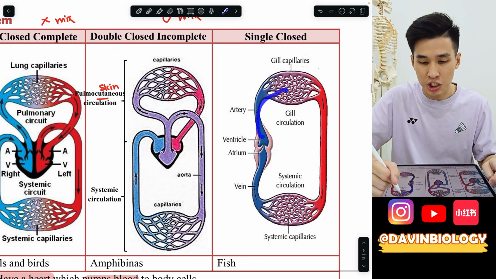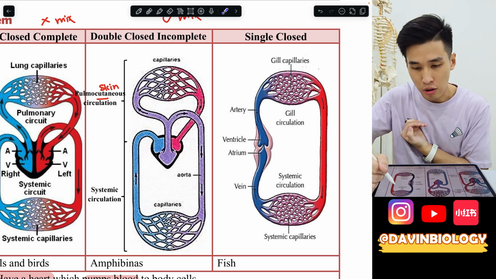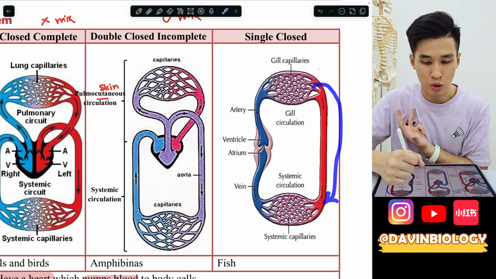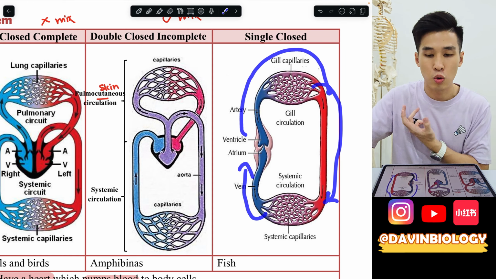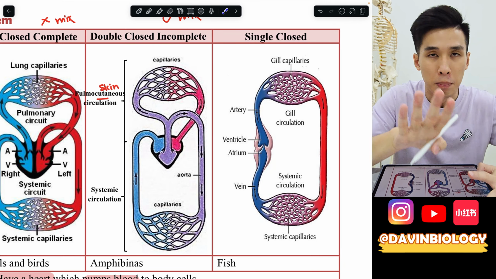But once they get oxygen already, the blood becomes oxygenated, they won't return back to the heart. They continue to flow to the body. Body gets oxygen already, then it goes back to the heart. That's why it's single. It goes through the heart once. Okay? Now, why don't they have complete, incomplete?